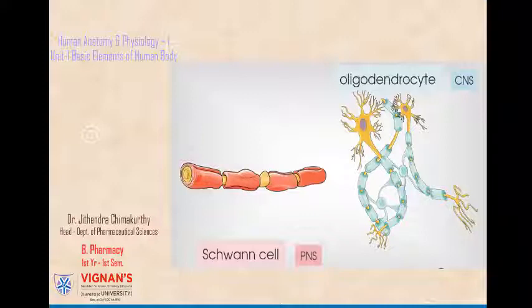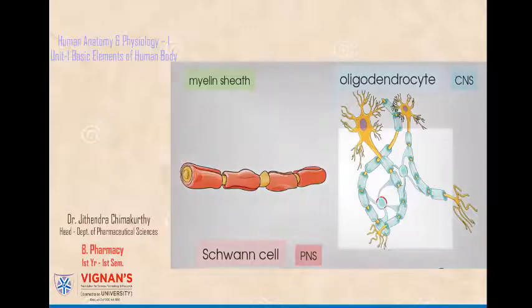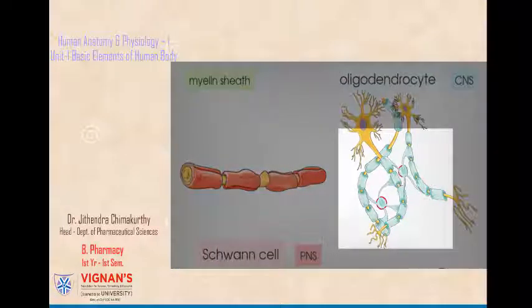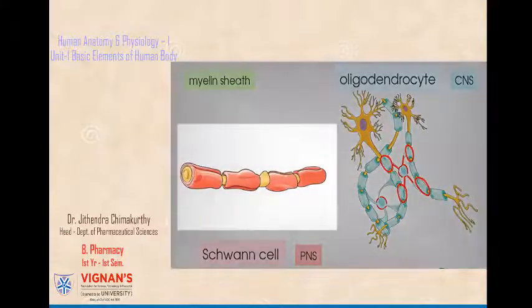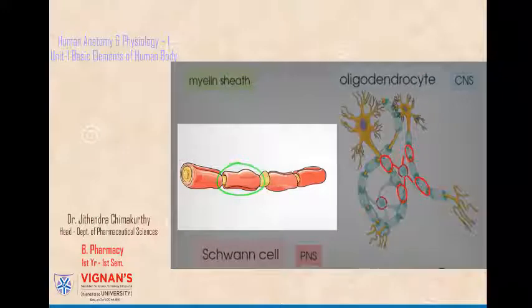So the reason I've grouped these two together is because they share the same function of insulating axons. So they provide the myelin sheath around the axons. So I've just outlined the cell body of the oligodendrocyte in red. And you can see how it extends from the cell body to actually encapsulate multiple axon segments. So if you contrast this to the Schwann cell on the left, the Schwann cell is a single cell that only encapsulates one single segment.